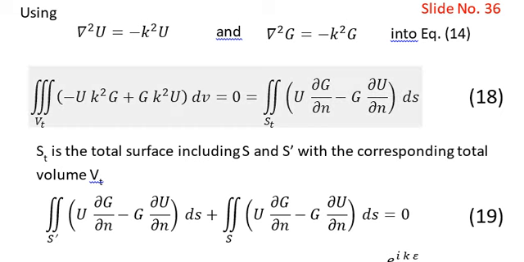Since the volume integral is 0 in equation 18, we are left with only surface integrals. So this S_T will be divided into two surfaces: one is the S prime surface as in equation number 19, the other is the S surface. This integral will sum up over these two surfaces, and of course on the left hand side in equation 18 we have 0, which we have represented on the right hand side in equation number 19. So we have to solve these integrals. Let's try to solve the double integral over the S prime surface.